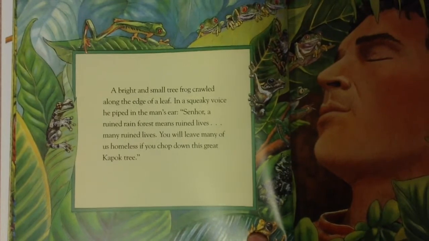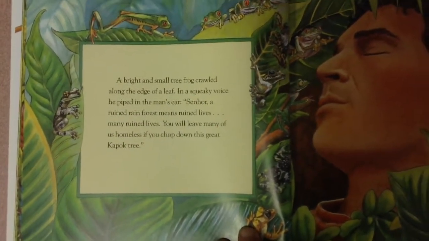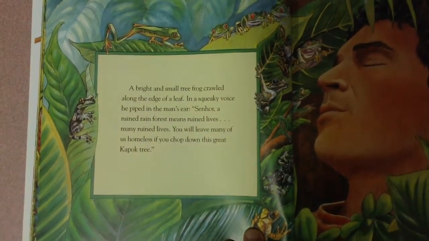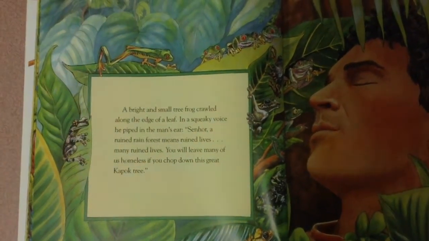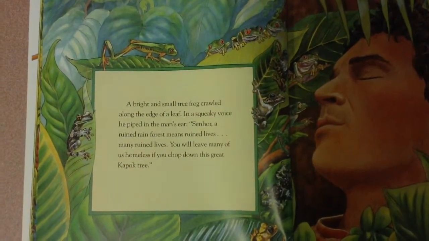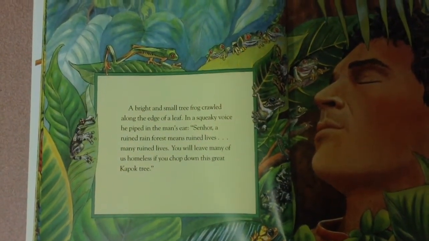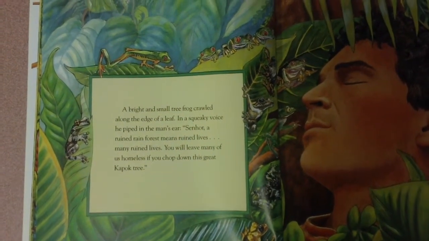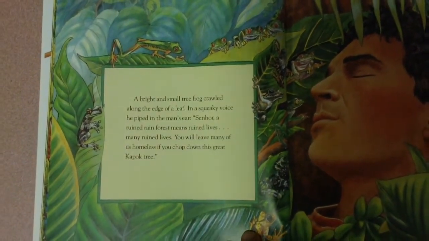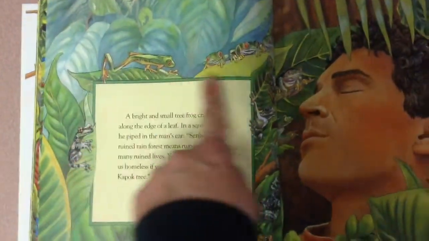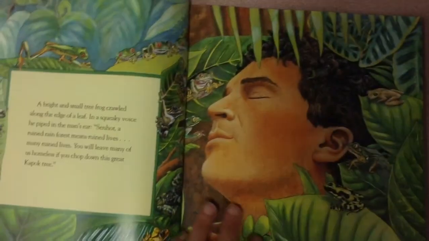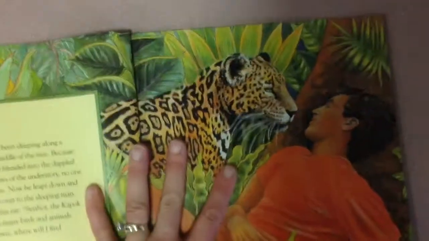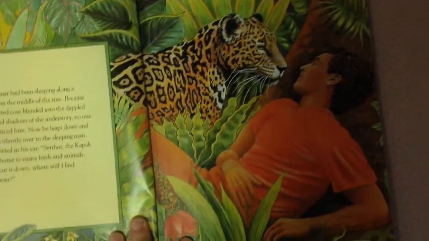A bright and small tree frog crawled along the edge of a leaf. In a squeaky voice, he piped in the man's ear, "Signor, a ruined rainforest means ruined lives. Many ruined lives. You will leave many of us homeless if you chop down this great kapok tree." Take a look, there they are. So adorable, right in his ear. Oh boy. Stay sleeping, man.